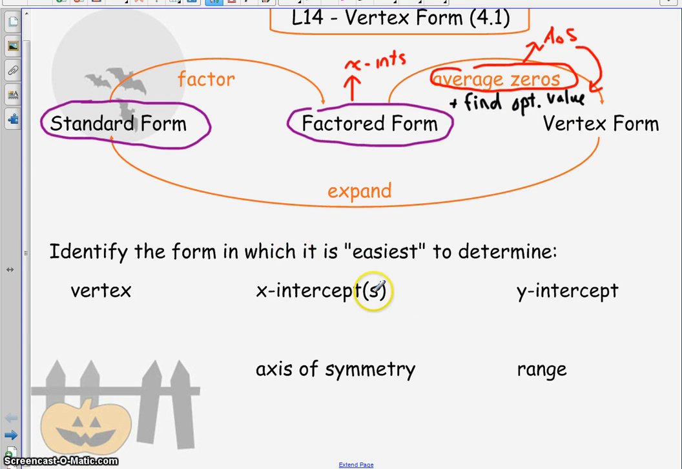With that in mind, we now have 3 forms: standard form, factored form, and vertex form. I want you to think about, either on your own or with a small group, which form is easiest, quote unquote, to determine each of the different values. Which form is easiest to find the vertex from, the x-intercepts, the y-intercept, range, axis of symmetry, and so on? So take a second, think about it, write down your answers, and push play when you're ready to go through them together.